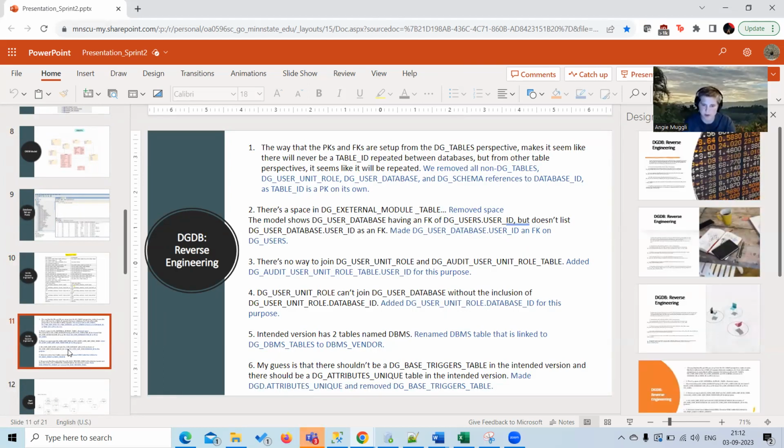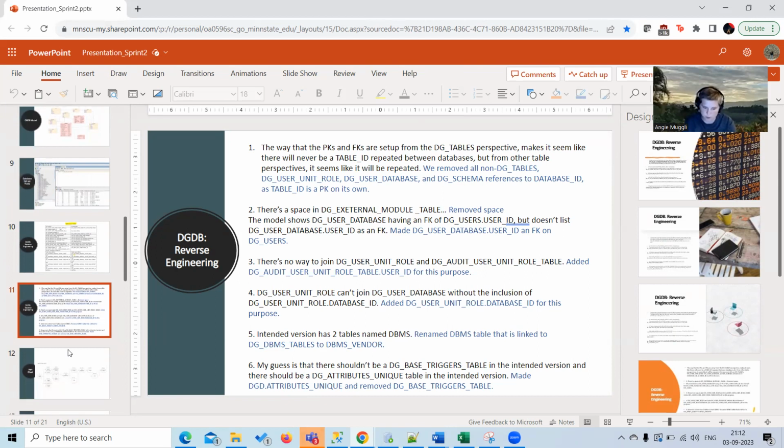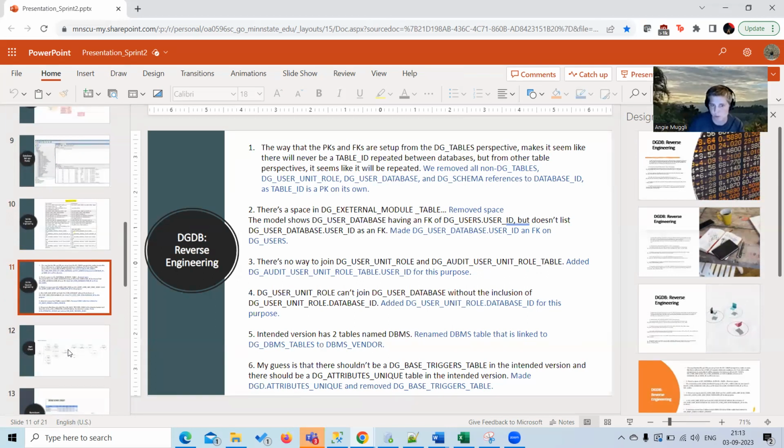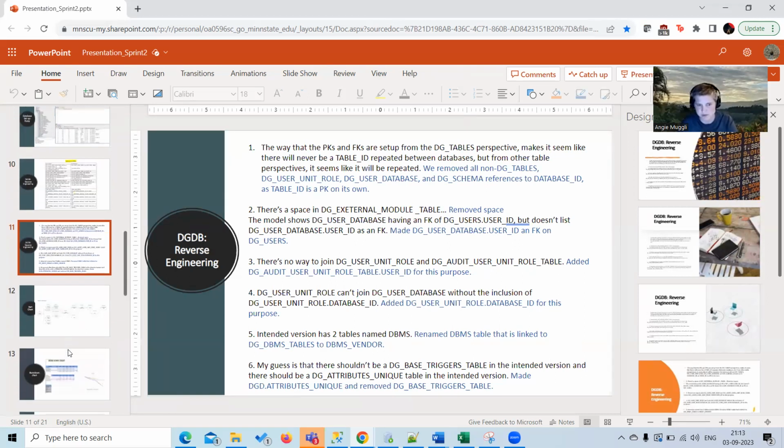And there was one area where the DGDB given to us had a table that wasn't necessarily intended where it was, and didn't have another table that was intended to be there. But we came up with 7 issues that needed to be addressed, and we wrote down how we are addressing them in the change script, which is part of the backlog.